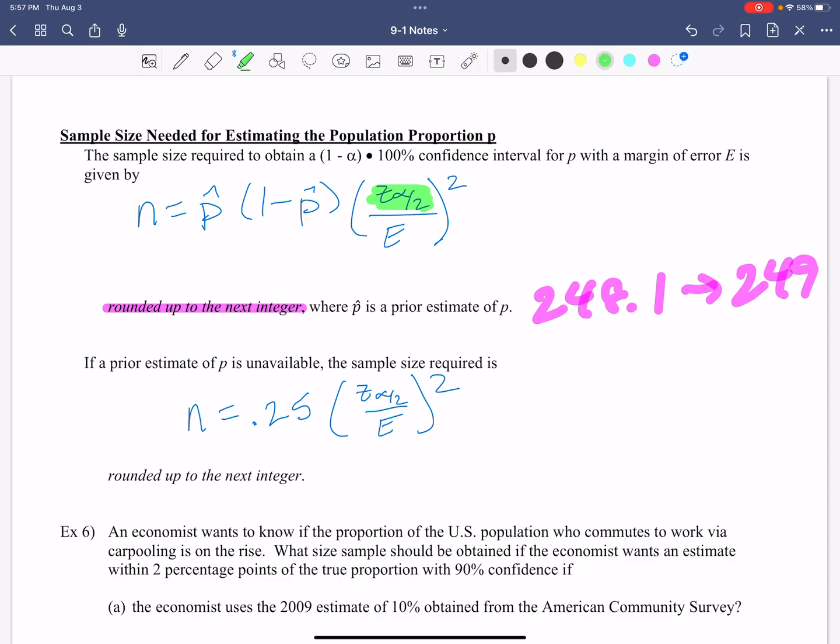Again, you're always going to round up to the next integer no matter what, because of the law of large numbers. This is saying here's the minimum sample size you need to pull this off. It's always best to have more. The more data you have, the more accurate you can be. Okay, so let's do a couple of these.